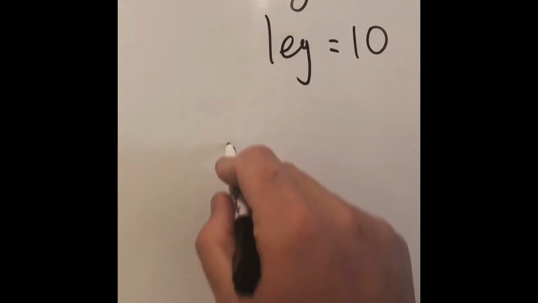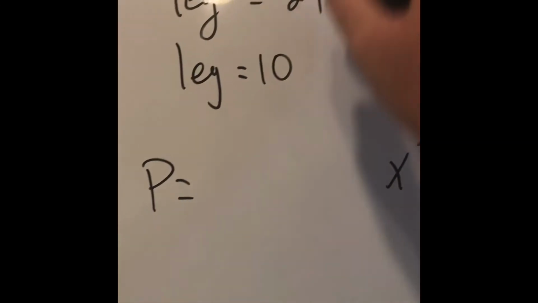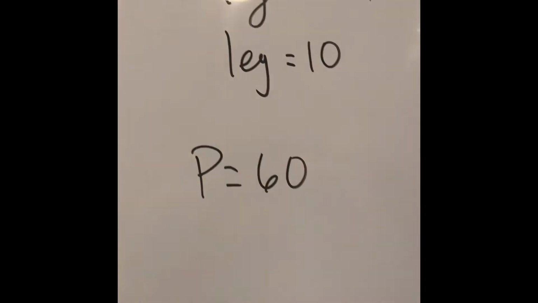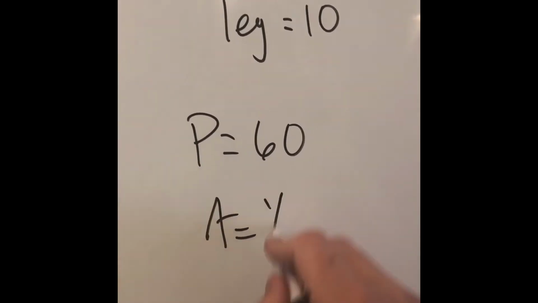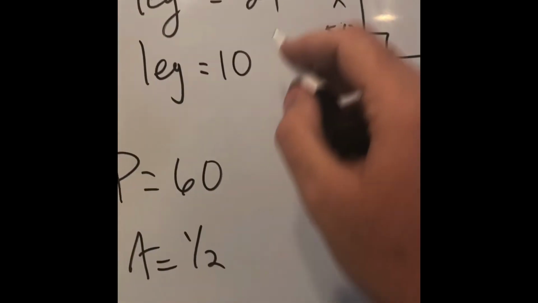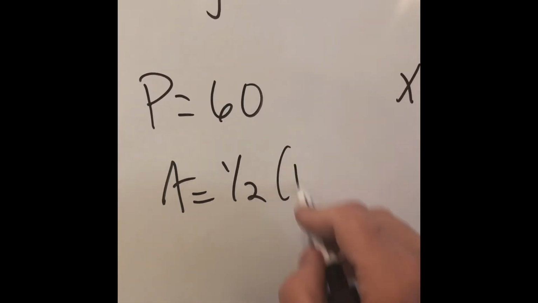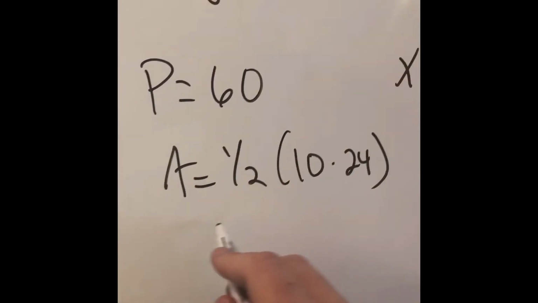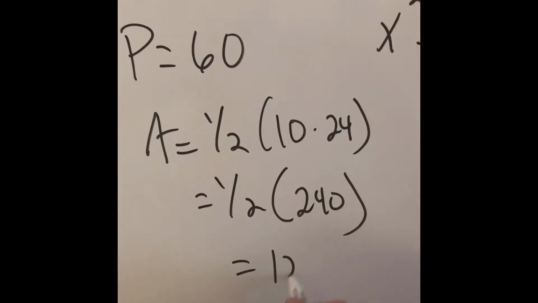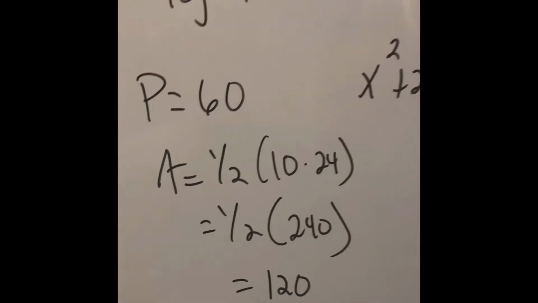The perimeter is just adding up all 3 sides. That gives me 60. The area then would be 1/2 of, multiply your 2 legs together, x times 24. Well, my 2 legs are 10 times 24. So that's half of 240, which gives me an area of 120.